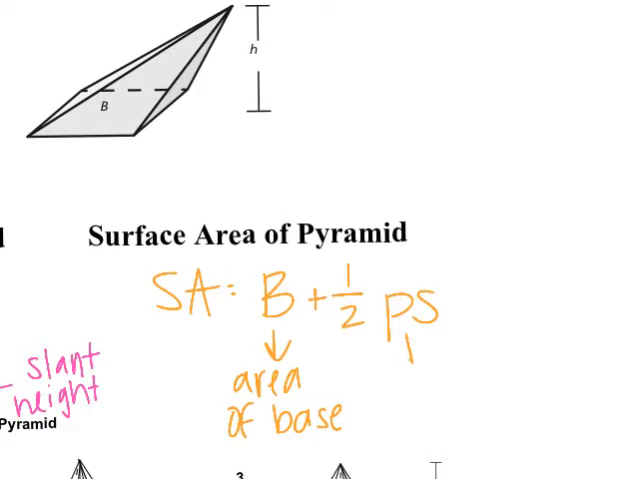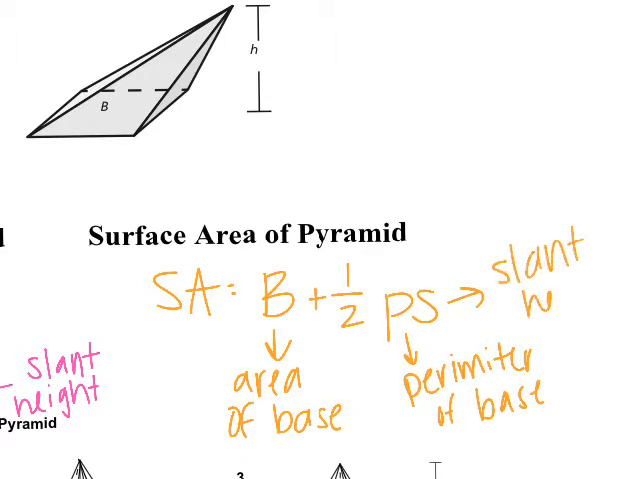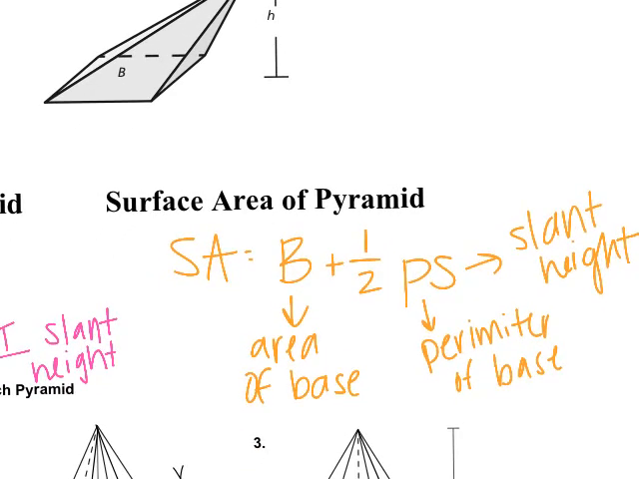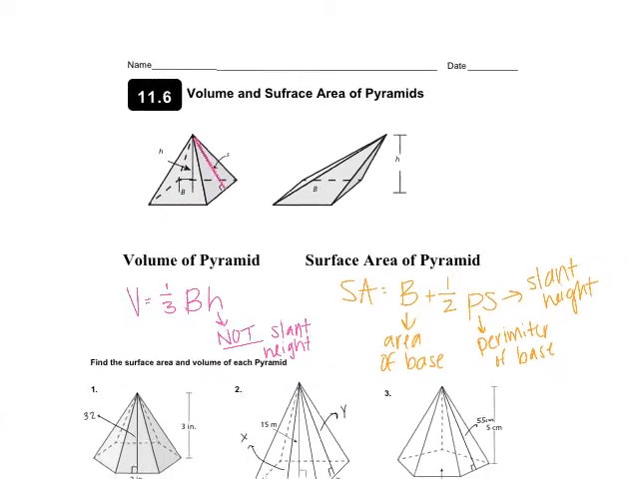So that P is just the perimeter of base. Okay, perimeter of base. All right, what do you think S is? Slant height, okay? Good. All right, so those are our two formulas that we are going to be working with today.